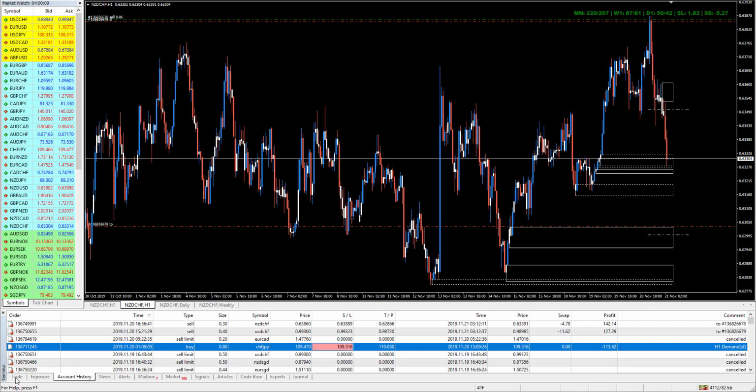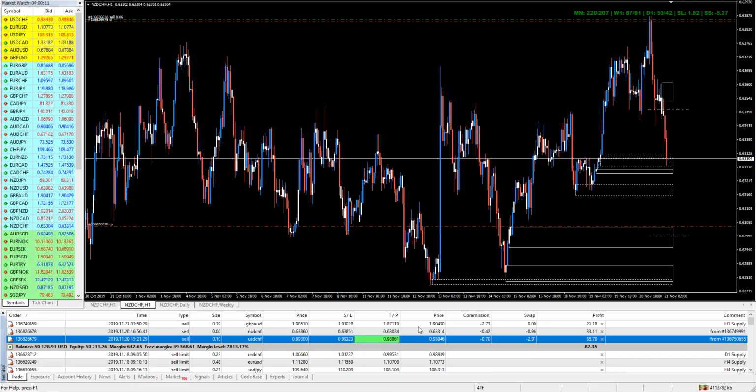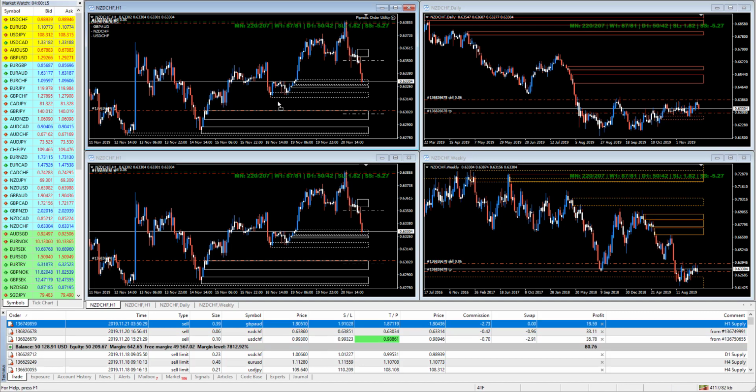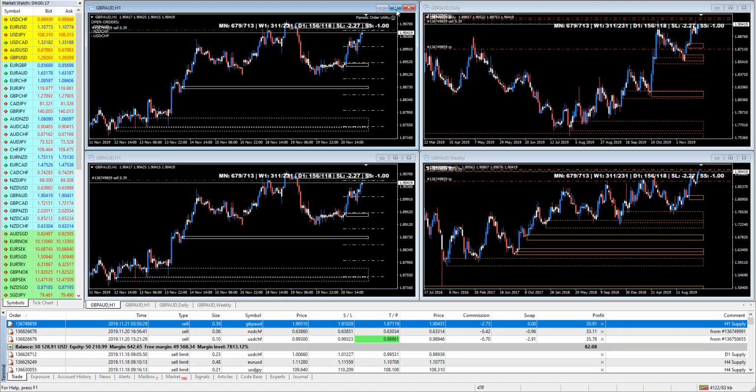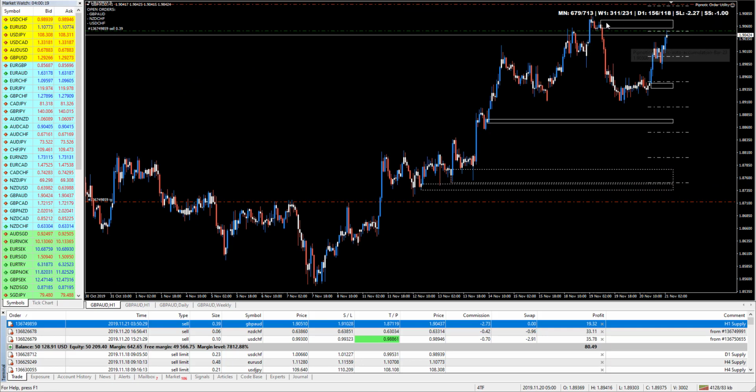Okay, and then we have this one, which is just filled now. Okay, let's see what happened. So we had this area. This is an hourly area of supply. So price moved up, we moved up, formed a micro lower high, and then price cut away, and we removed this.